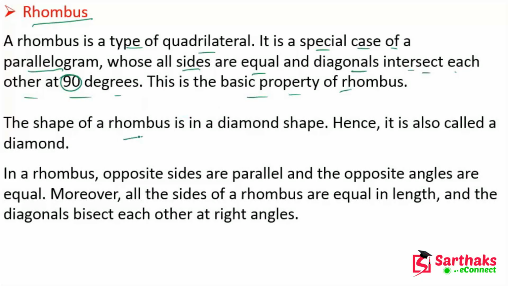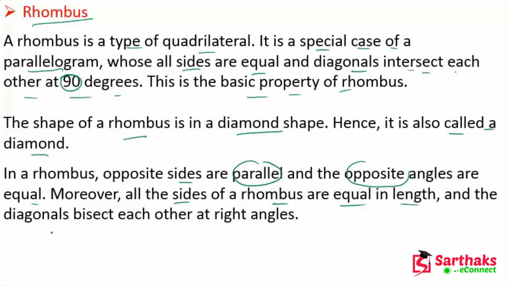So the shape of rhombus is in a diamond shape, hence it is also called a diamond. Okay, so basically in a rhombus opposite sides are parallel, and the opposite angles are equal. Okay, moreover all the sides of a rhombus are equal in length.